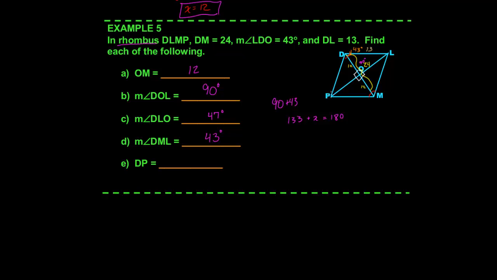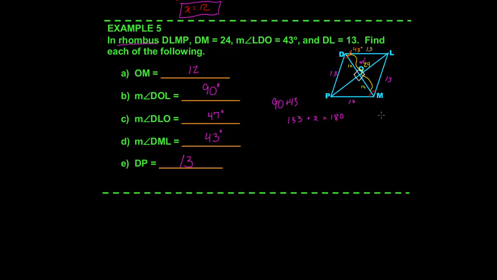And lastly, it asks us for DP. DP. Go back to the rhombus. Part of it, let's say property number 6. 4 congruent sides. All of them are congruent. They're all 13. You can say this is 13, this is 13, this is 13. All congruent. So that wraps us up with our rhombus terminology.